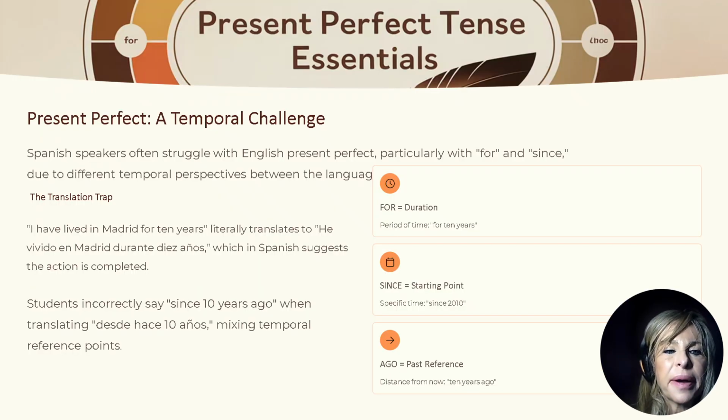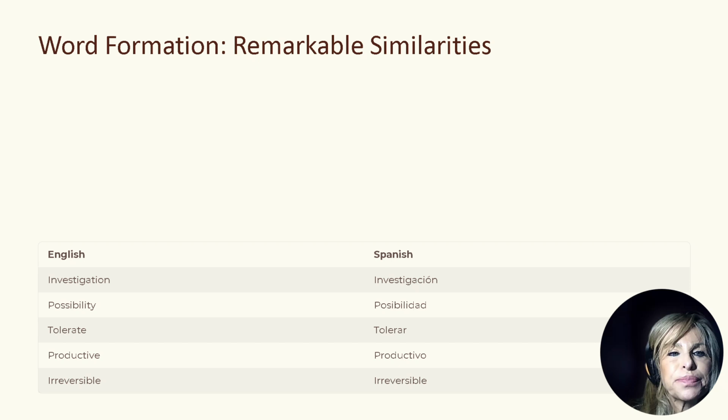So, in present perfect, Spanish speakers often struggle with English present perfect, particularly with time scenes, due to different temporal perspectives. For example, if I say, I have lived in Madrid for 10 years, and we turn into Spanish, he vivido en Madrid durante 10 años, parece que ya no he vivido allí. So, students incorrectly say since 10 years ago, when translating desde hace 10 años.